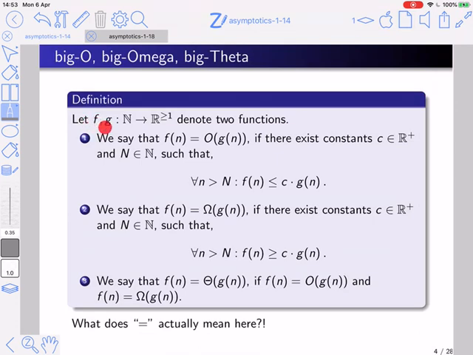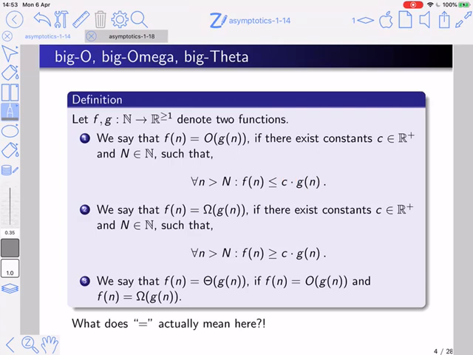So we have two functions, f and g. As our assumption says, the range of these functions is the real numbers that are greater than or equal to 1. And we want to define what it means that f of n is big O of g of n. The definition says there exist constants, c, which is positive, and n, which is a natural number, such that for every lowercase n greater than uppercase N, f of n is less than or equal to c times g of n.